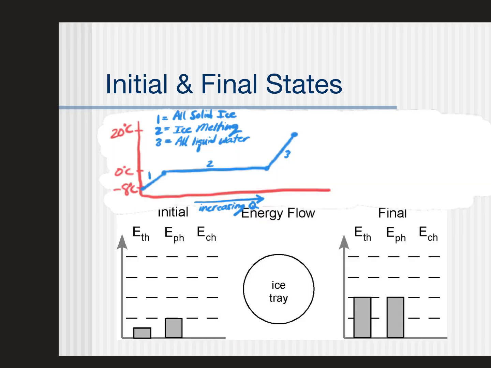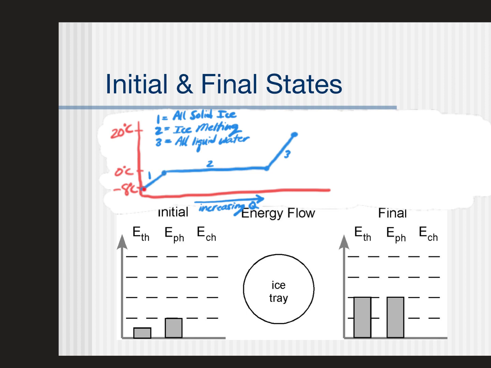Okay, so let's take a look at this process. I redrew the graph that was on the previous slide, and let's just talk about what's going on here. We're starting at minus 8 degrees Celsius. That's below the melting point of ice. So we're going to add energy to this ice, and the ice will not melt until the temperature increases to the melting point. The melting point for ice is 0 degrees Celsius.